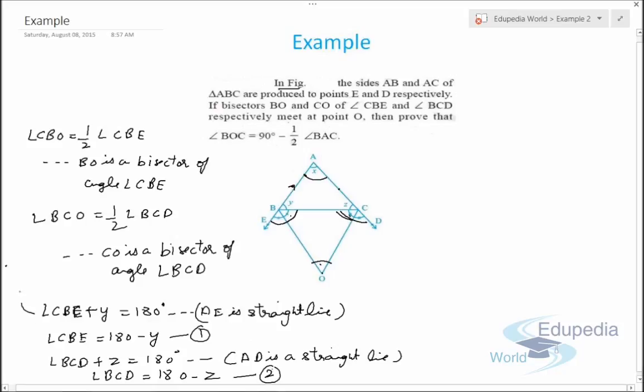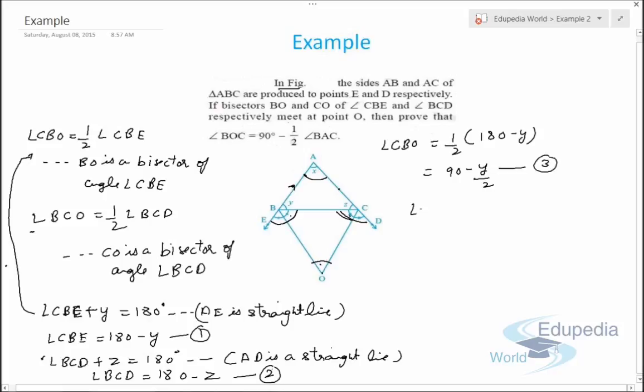Now we can put the value of CBE over here and BCD over here. So what we get is angle CBO will be equal to half of 180 minus Y, which comes out to be, 180 by 2 is 90, so 90 minus Y by 2. Let this equation be 3. Similarly, angle BCO comes out to be half of 180 minus Z. Why? Because angle BCD is 180 minus Z. So which comes out to be 90 minus Z by 2. Let this be 4.